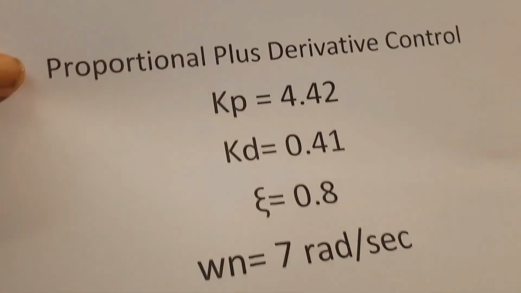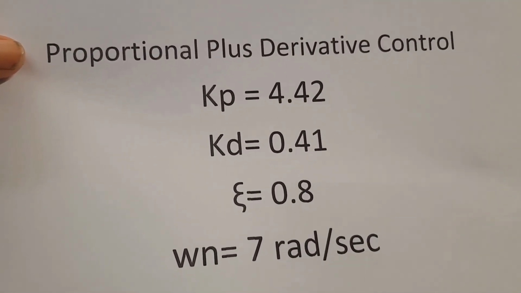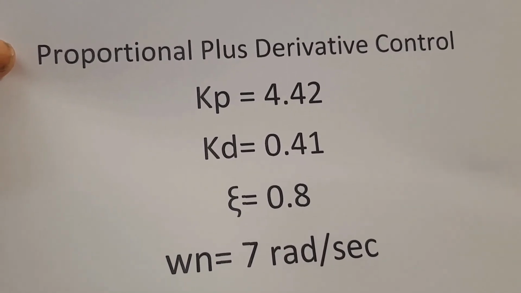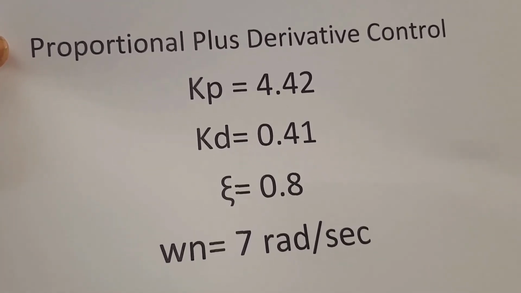So the next one is to put more damping in. So again, this time we're going up to proportional derivative control. Kp 4.42, Kd is somewhat to 0.41, damping ratio 0.8, omega n still 7.